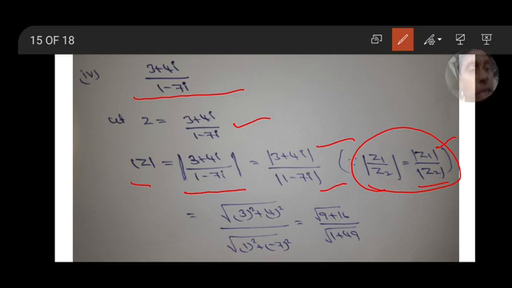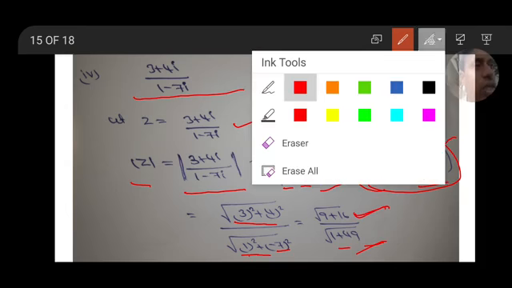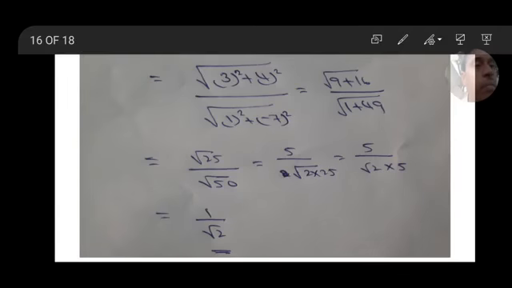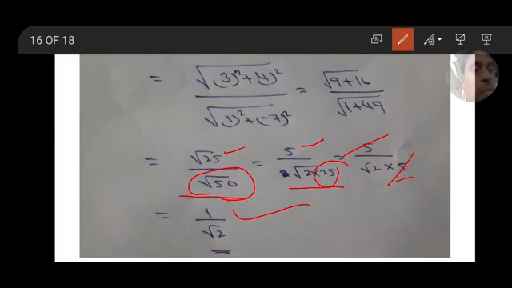For the numerator modulus, x equals 3, y equals 4, that is square root of 3 square plus 4 square. For the denominator, x equals 1, y equals minus 7, square root of 1 square plus minus 7 square. So 3 square plus 4 square means square root of 9 plus 16, that is 25. 1 square plus minus 7 square means 1 plus 49, that is 50. Root 25 by root 50. Root 25 means 5. Root 50 means square root of 2 into 25, that is root 2 into 5. The 5s cancel. 1 by root 2 is the answer.